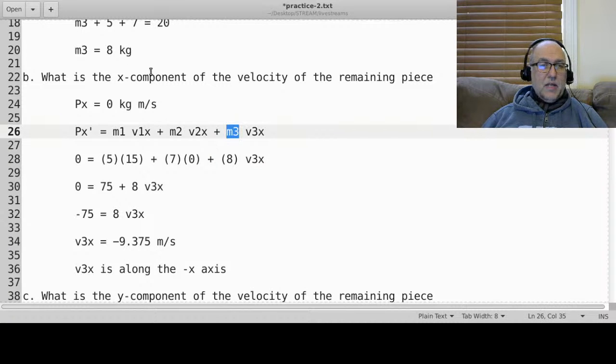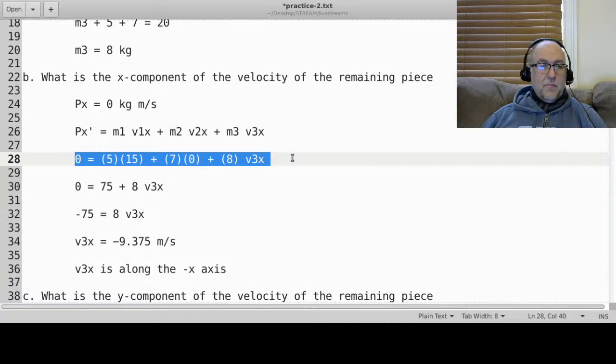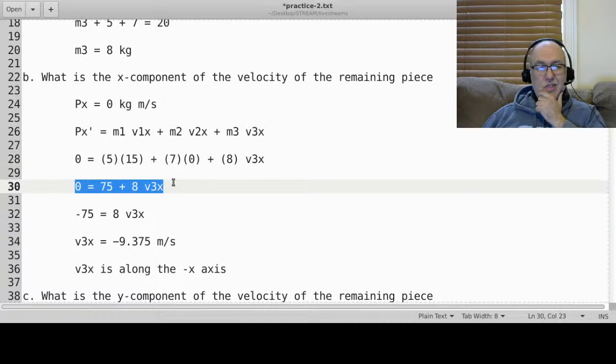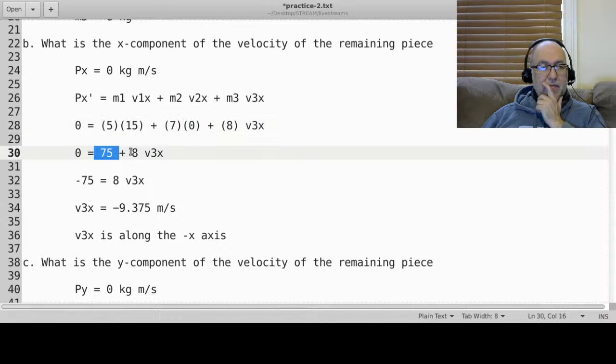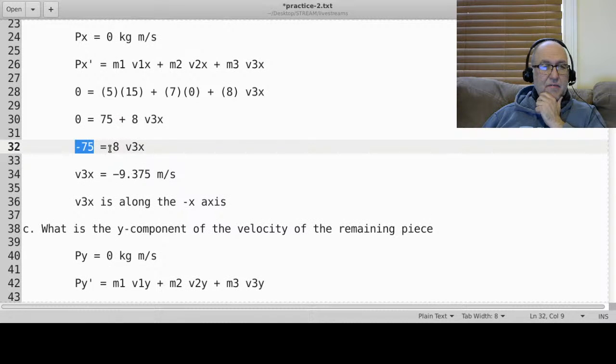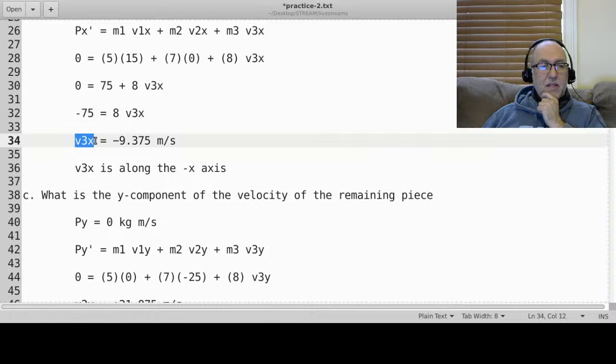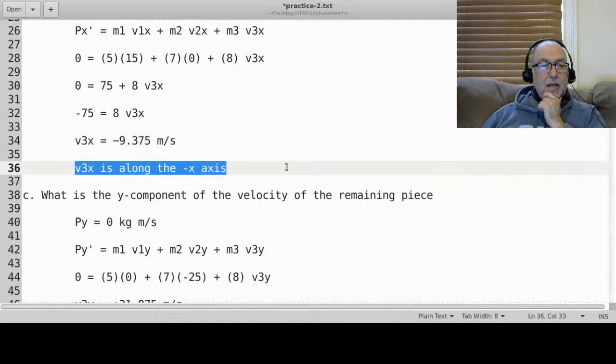Well, the third piece we found out was 8 kilograms, and we're solving for v3x, and so we get this. And then this is just a matter of simplifying. So if you add all this stuff up, it's 75, 8 times that, bring the 75 to the other side, negative 75 is equal to 8 v3x, divide both sides by 8, and you get that v3x is negative 9.375 meters per second.